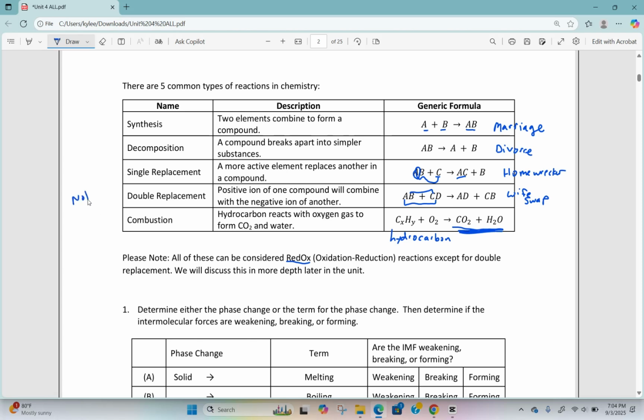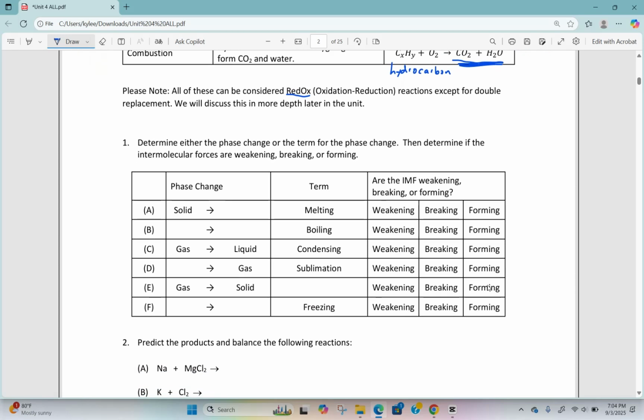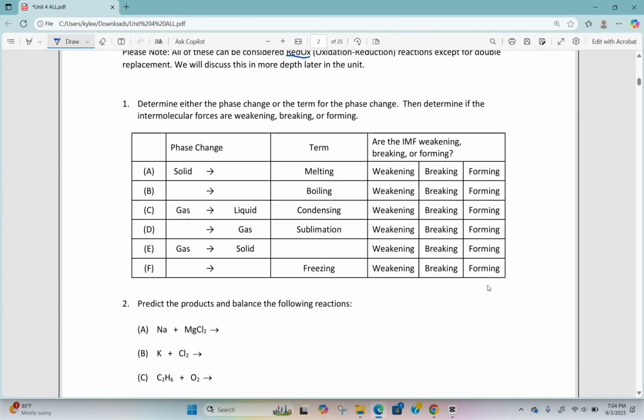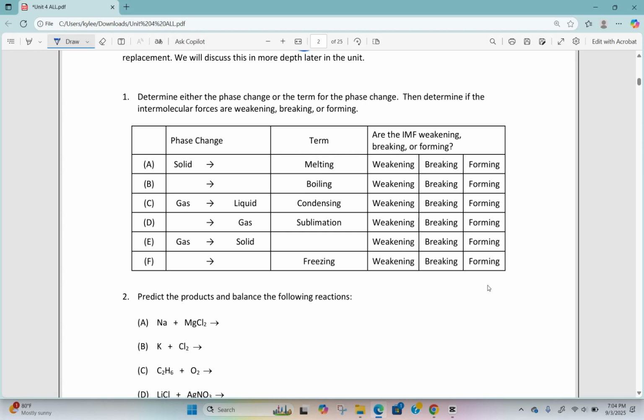Double replacement will not be redox, but any of the rest of these could possibly be an oxidation reduction reaction, which we call redox. We'll be following that up in a later section though. So here we have just some practice on chemical changes versus physical changes. And then we've got some practice on writing and balancing chemical reactions.